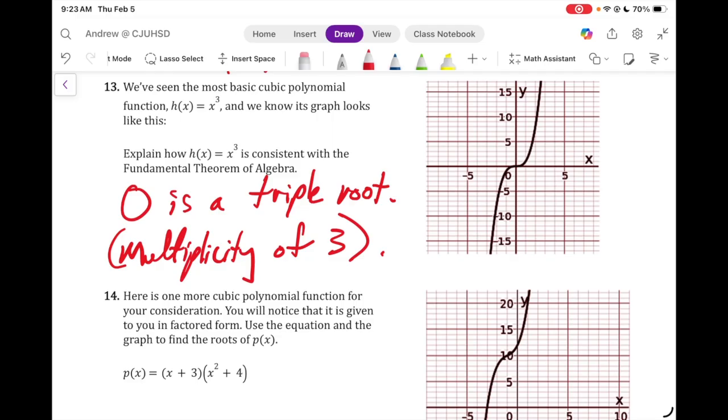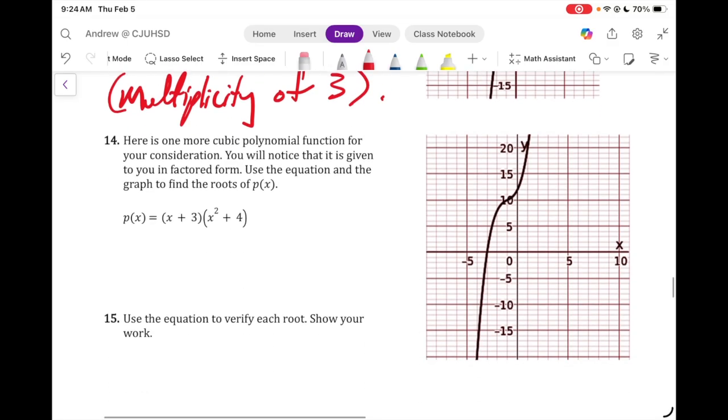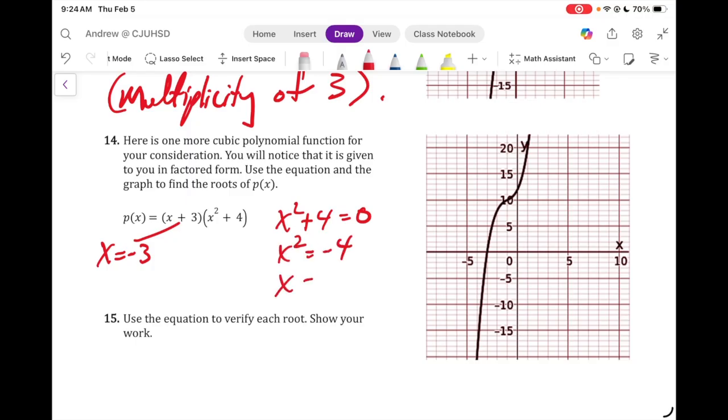Here's one more. You'll notice that it's given to you in factored form. Use the equation and the graph to find the roots. Okay, so here's one root. x equals -3. But this other one, x squared plus 4, if that was going to equal 0, then x squared would equal -4, and that would mean x would be plus or minus 2i. See, they're imaginary. And then it adds up to 3, doesn't it?